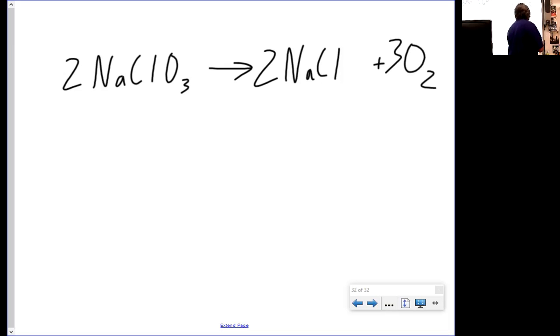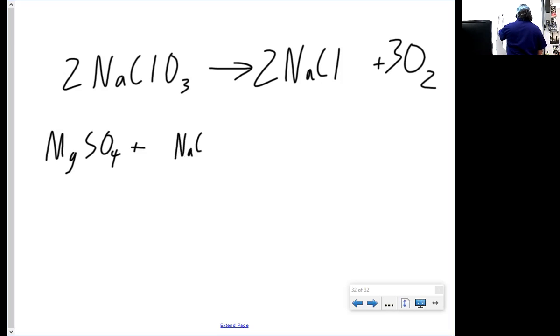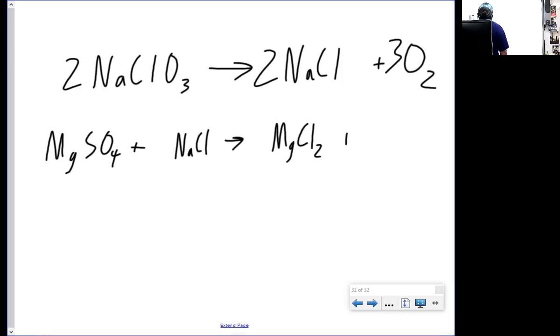All right, let's try a big one. Let's say we've got some magnesium sulfate, and we're adding it to some salt. We've got a double replacement reaction. We'll talk about that next week. We end up with magnesium chloride and sodium sulfate. All right, so let's do it one at a time. Ladarius, how many magnesiums? How many Mgs? Say it loud.